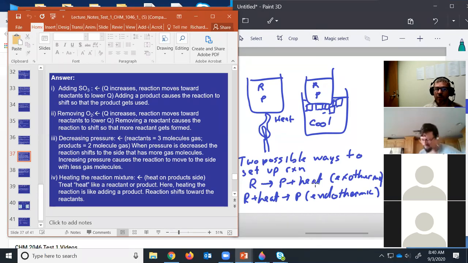Conversely, if I cool the reaction, that means I'm removing the heat, which means the reaction will shift towards the product to create more heat. I'll stop right there. I really want you to understand exactly what I just said. Does anybody have any questions?